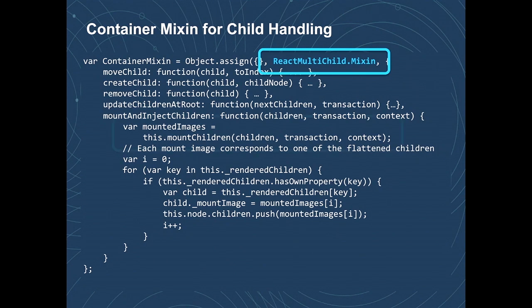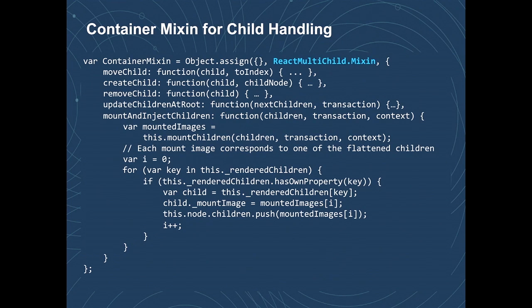And then what's going to happen is here inside of mount and inject children, this is where we call React multi-child's mount children method. It's going to go down through our children collection, create all of our children widgets, and create this rendered children array. And we can just loop through those rendered children and add them to our own node's children. So this.node.children.push, you see at the bottom there, I'm just looping through, grabbing the mounted image from each one of those rendered children, which again is the real DOM node, it's the ref, and adding it to my own underlying node. So that's not a lot of code, right?